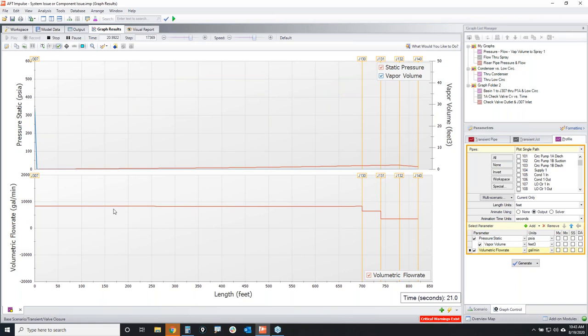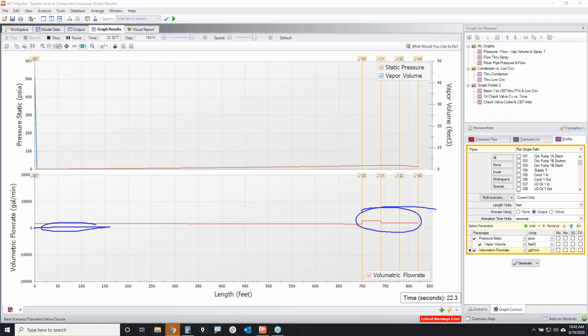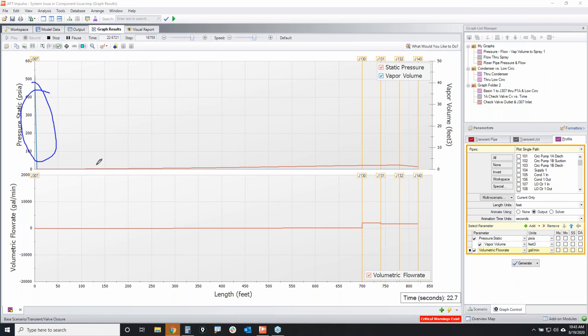And then pay attention to the flow, because the flow is continuing to drop all throughout the system. And so that flow is discharging out through the spray nozzles. And so that momentum of the fluid is just carrying itself forward. And very soon, we're going to see that that flow drops to zero. But then once the flow goes negative, that's when this vapor volume is going to decrease. And then you're going to see the associated pressure spike.